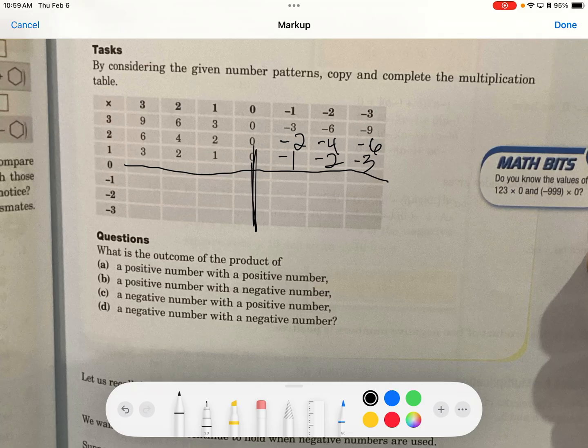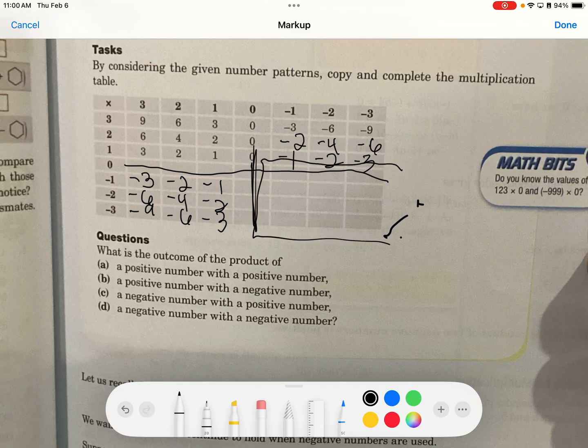All right, so then we get this: negative 3, negative 2, negative 1, negative 6, negative 9, negative 4, negative 6, negative 2, negative 3. This is where it gets fun in this box right here.